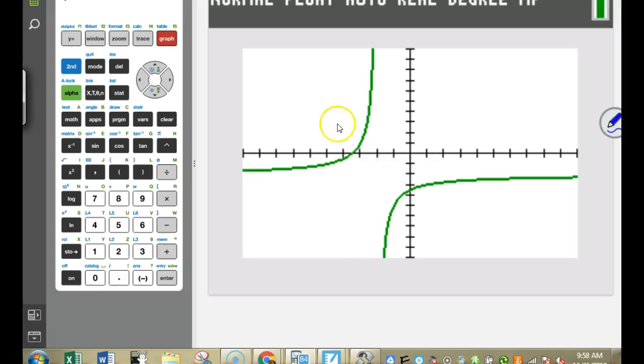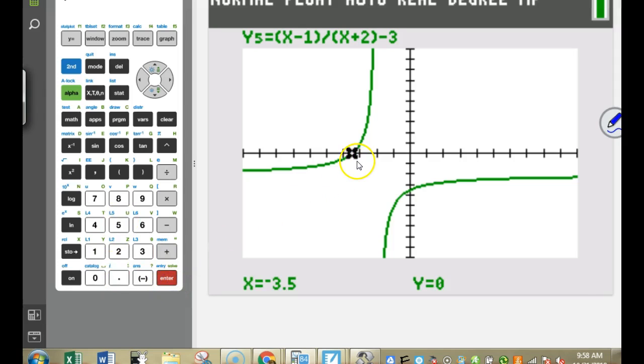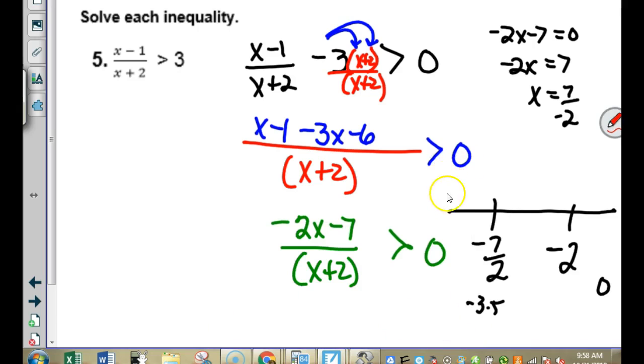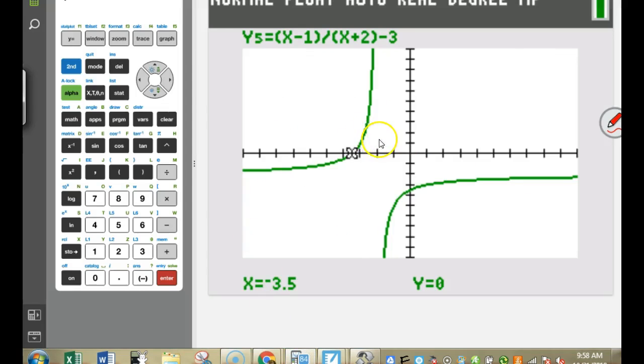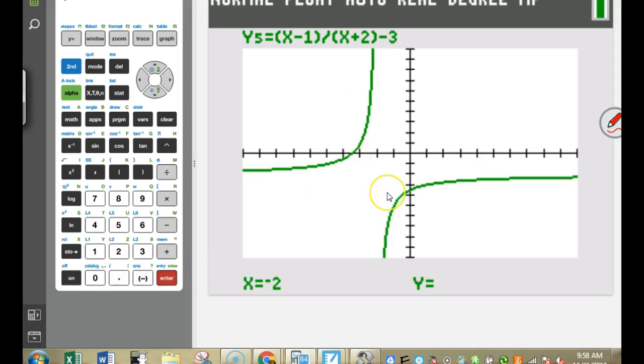All right, I got this. So what did we have? Negative 3.5. If I go trace negative 3.5 or 7/2, what is it doing to the left of there? It's negative. And then it's positive, right? So it was negative over here, and then it was positive. What happens at negative 2 on the graph? Actually, at negative 2, it's undefined, right? There's an asymptote here. But then we keep going to the right of it, it's negative, and it stays negative, right?